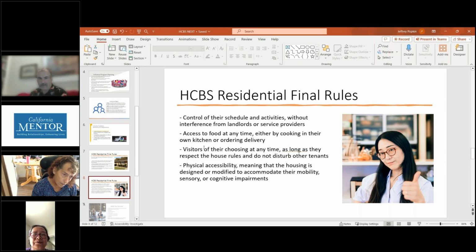Clients should have access to food at any time, either by cooking in their own kitchens or ordering delivery. Clients can get food when they want it. There are exceptions. For example, there is a disorder called Prader-Willi syndrome, where people don't know when they're full. They will continue to eat, so they need to have food restrictions. There are also people with blood sugar issues, diabetes, high cholesterol, or gluten-free diets, where food may need to be restricted or access to it restricted.